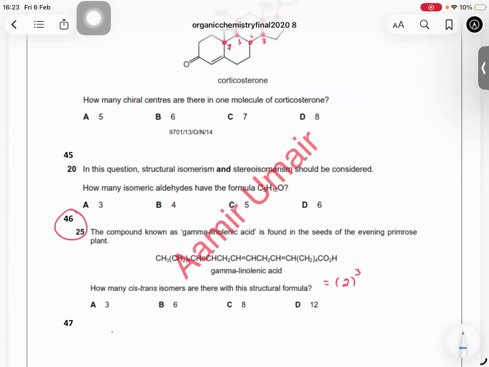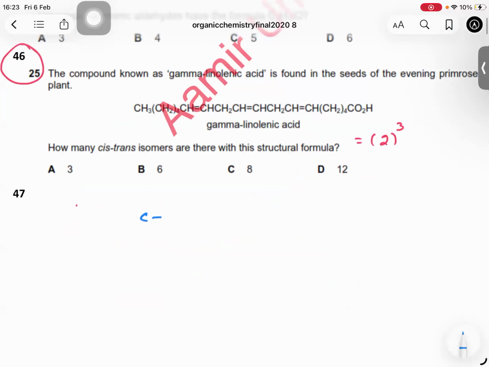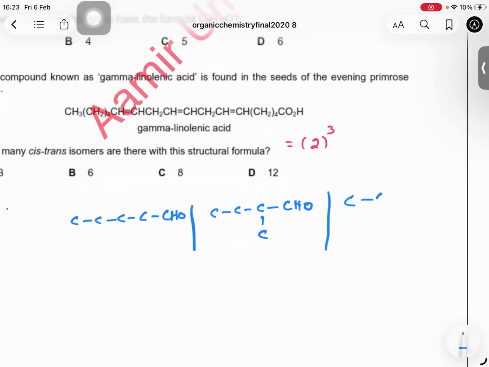Let me draw it. C5H10O. 1, 2, 3, 4. CHO is the first one. 1, 2, 3, 4. CHO is the second one. 1, 2, 3. CHO with 2 branches is the third one.